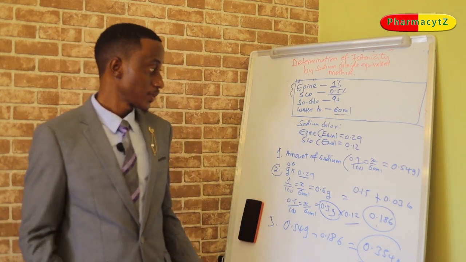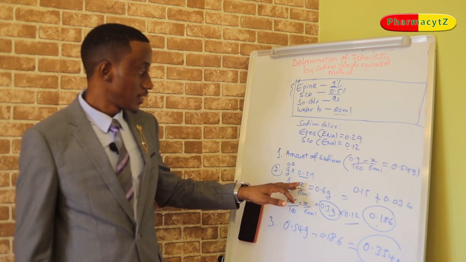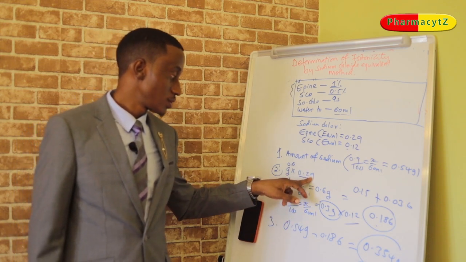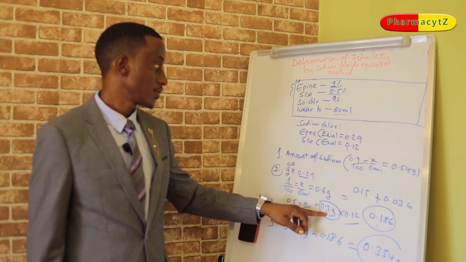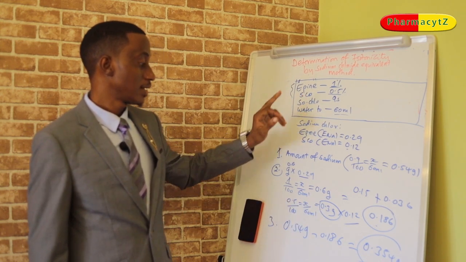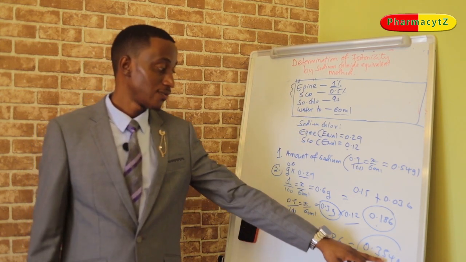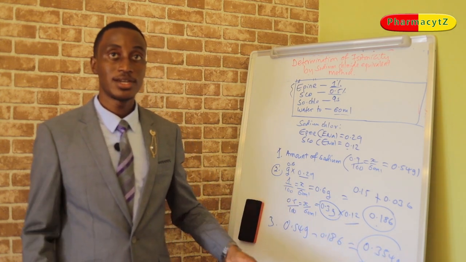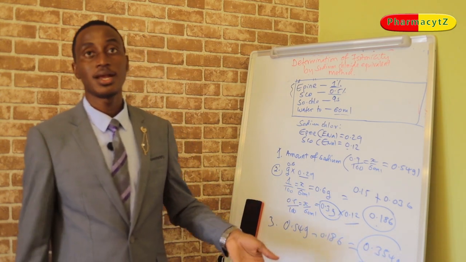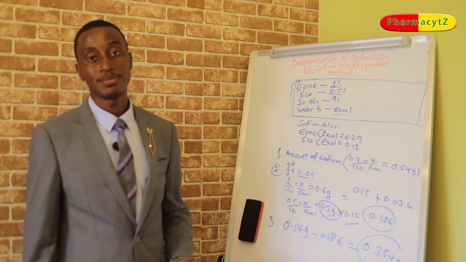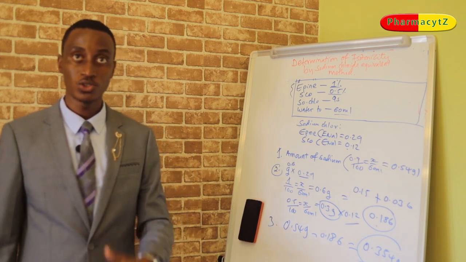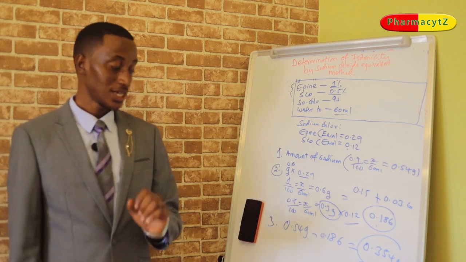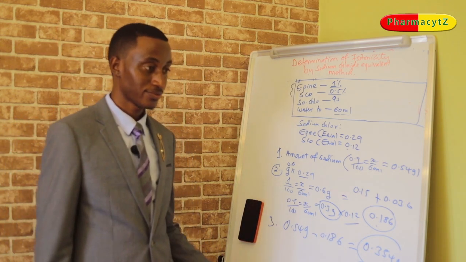What you will do is to weigh 0.2 grams of epinephrine, then weigh 0.3 grams of scopolamine, then weigh 0.354 grams of sodium chloride, then dissolve them in a solution, make the solution to be 60 ml, stir all the mixture, then that is already iso-osmotic with body fluids. Let's check the final concept on this.